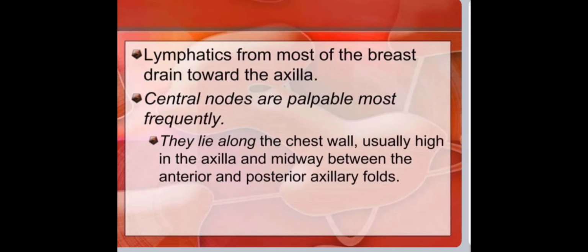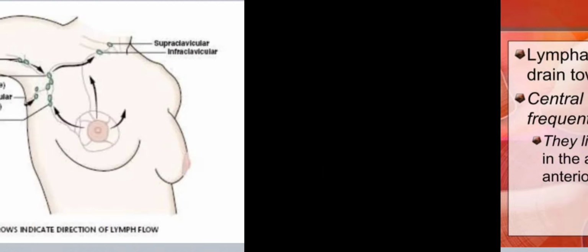Again, the most common area where nodules and masses start is usually in our lymph nodes. Lymphatics from most of the breast drain towards the axilla. The central nodes are palpable most frequently. They lie along the chest wall inside, usually high in the axilla, midway between the anterior and posterior axillary fold.